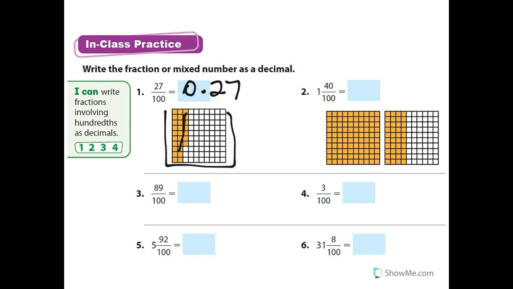Alright, and then the whole number, we've got 1 and 40 hundredths. See, we've got a whole in here and then 40 filled in there. Alright, and number 3, 89 hundredths. I want you to notice that, oh, let's make that look like a 9, because I know that some of you do your 4s like that. Let's make that look more like a 9. Well, let's erase that.